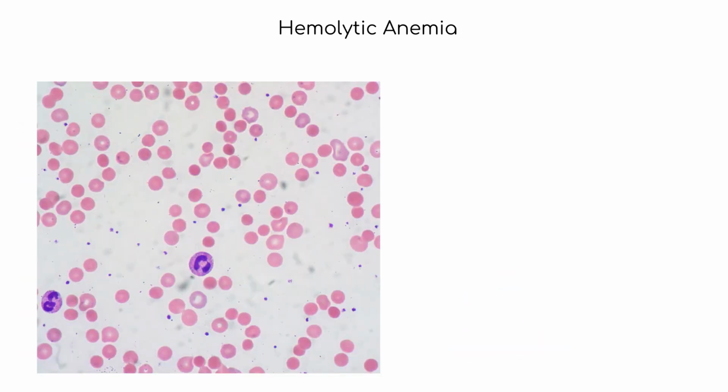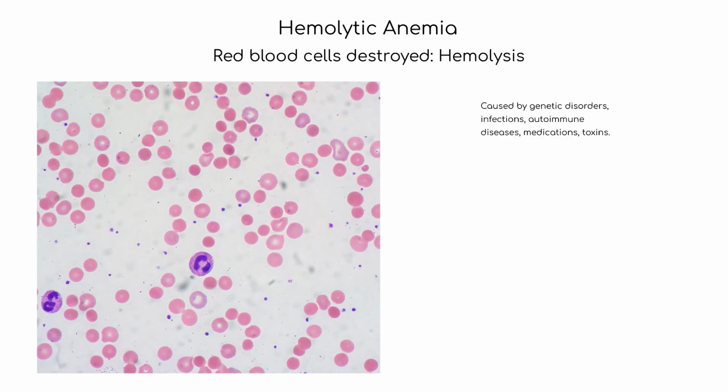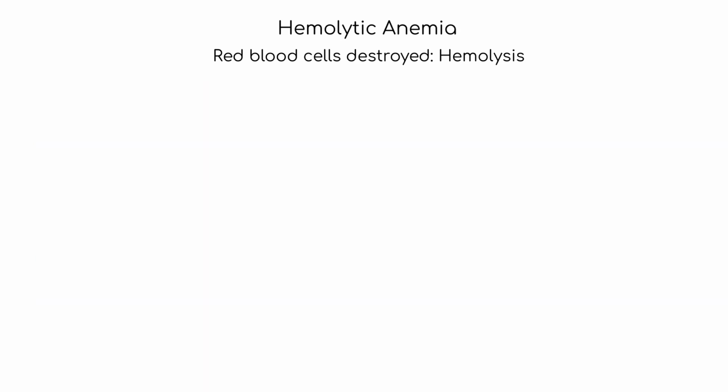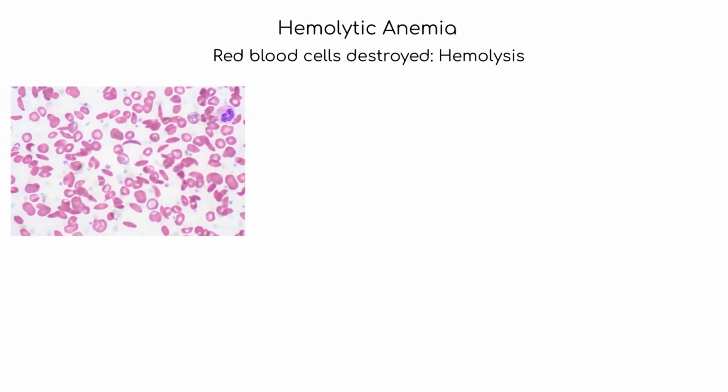Hemolytic anemia is a type of anemia in which the red blood cells are destroyed or removed from the bloodstream faster than they can be replaced. Hemolytic anemia can be caused by a variety of factors, including inherited genetic disorders, infections, autoimmune diseases, certain medications, and toxins.